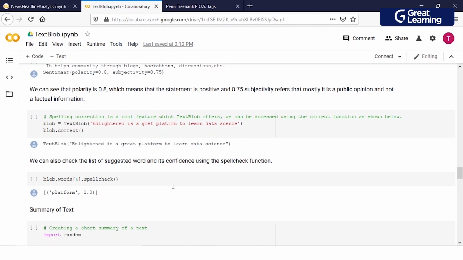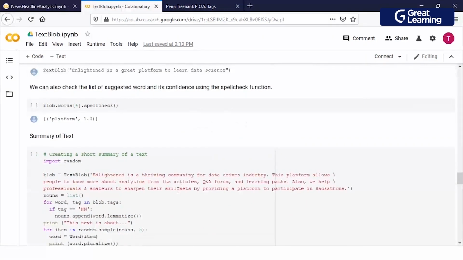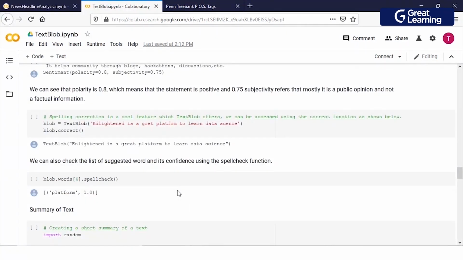And the next very important thing is the summary of text. Summary of text is actually quite interesting. Let's go and see. Oh, this one, you mean spell check equal to 1, right? So it's picking up the word and saying it is right.